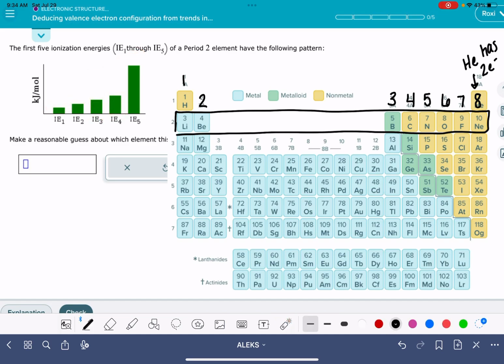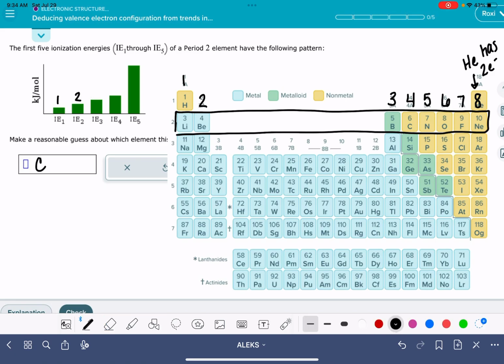What you're going to do is count the number of relatively low data points that you have before that big spike. So I have 4 data points before my big spike. That tells me the number of valence electrons in my element. So I have 1, 2, 3, 4 valence electrons, which tells me that I have carbon.